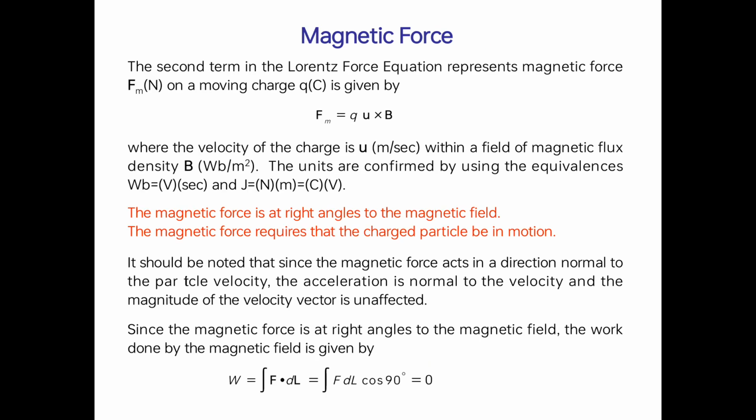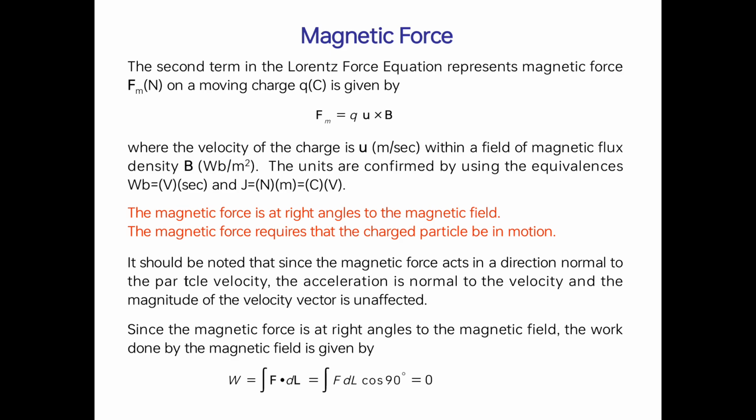Magnetic force. The second term in the Lorentz force equation represents the magnetic force Fm on a moving charge q, given by Fm = q(u × B), where u is the velocity of the charge in meters per second within a field of magnetic flux density B. The units are confirmed by using the equivalences.